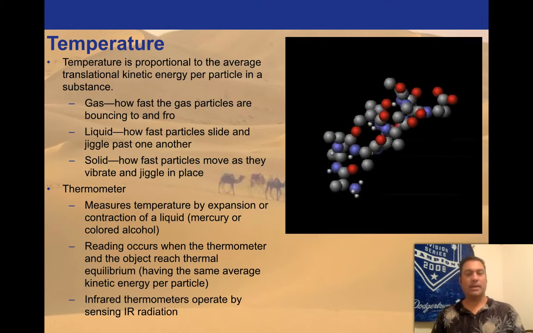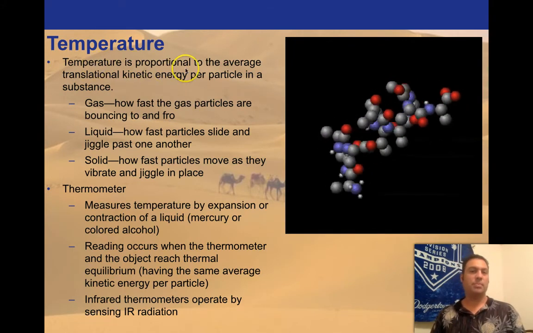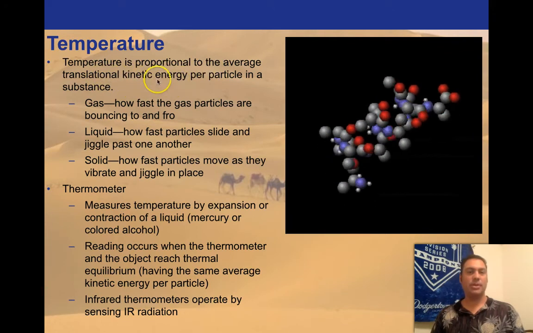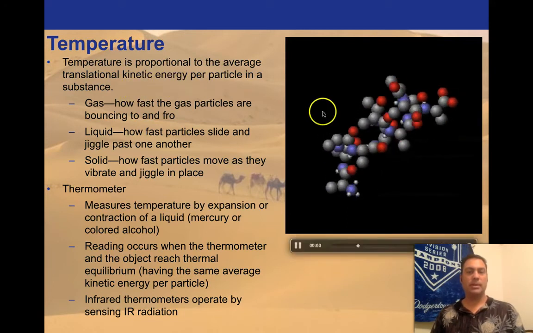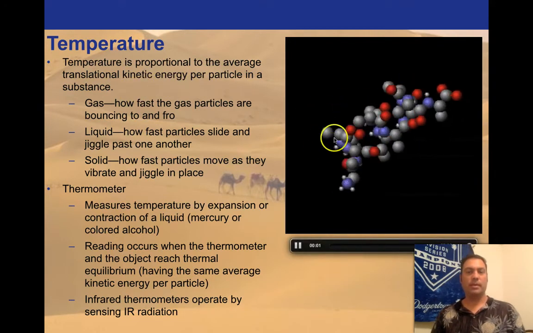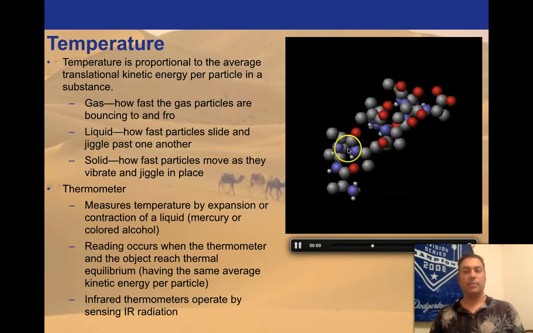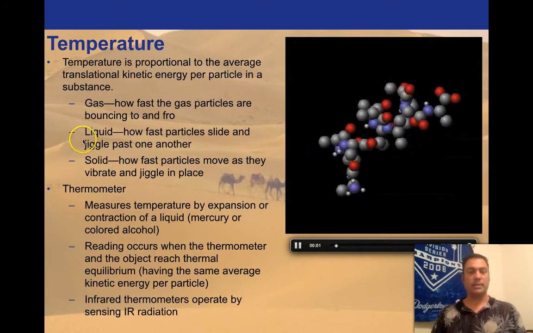So we talked about each particle having an effect. Temperature is proportional to the average translational kinetic energy. Remember, kinetic energy is the energy of motion per particle in a substance. We have an animation of this over here. These are vibrating particles. This is actually kind of what atoms do. They sit there and they vibrate, or as in this case, molecules do. They sit and vibrate in substances.